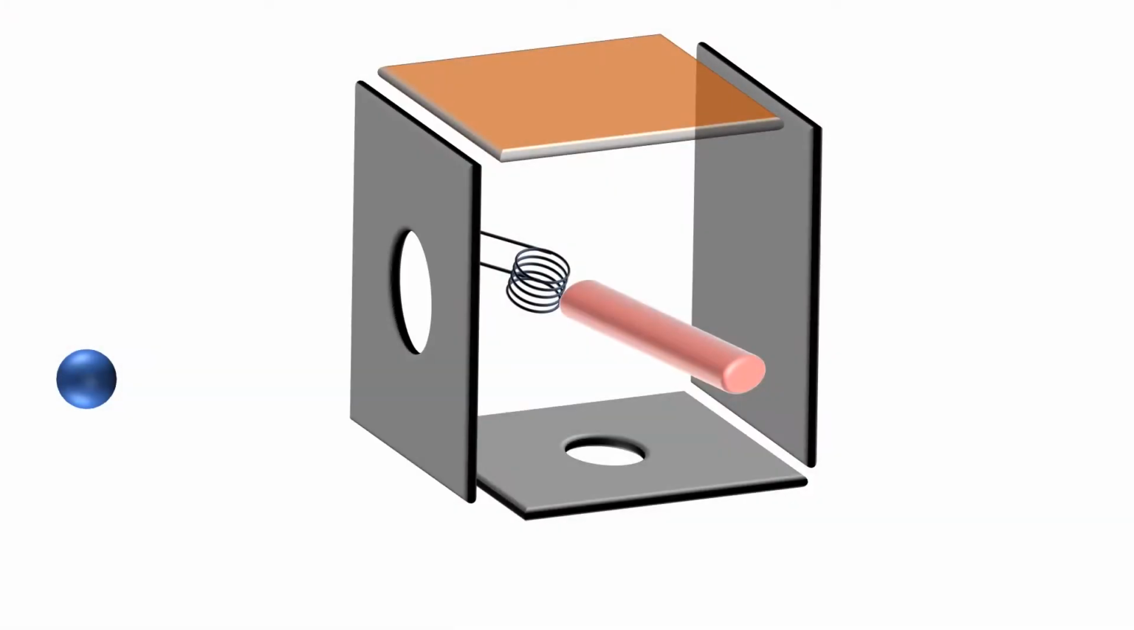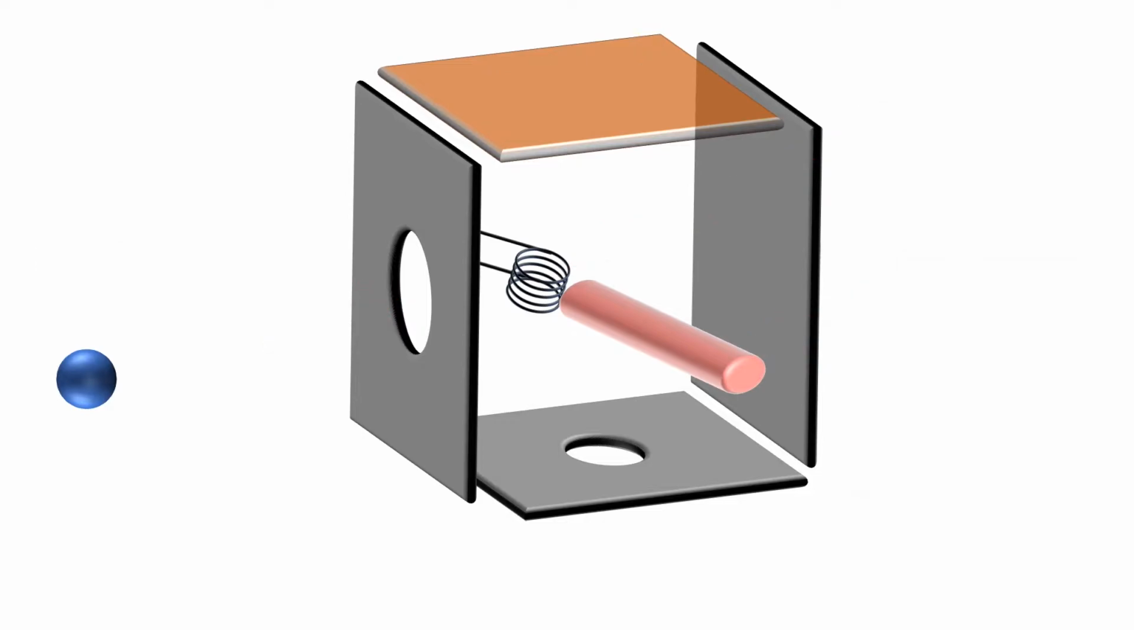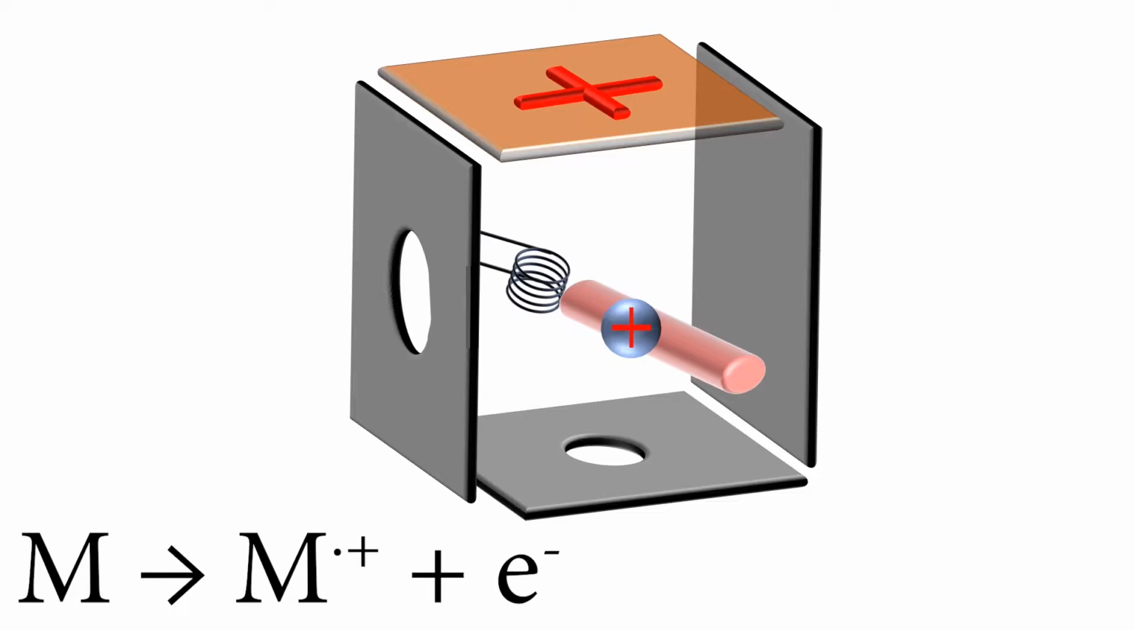So let's take a look at what's happening here. For this demonstration, we'll say the repeller's on top. That'll be the filament. See the electron beam, the outlet, and then we'll have this guy drift into the chamber. So the gas drifts into the chamber, gets into the electron beam, becomes a positive ion, and the repeller is held at a high positive charge, and that pushes it out of the chamber and into the mass spectrometer.